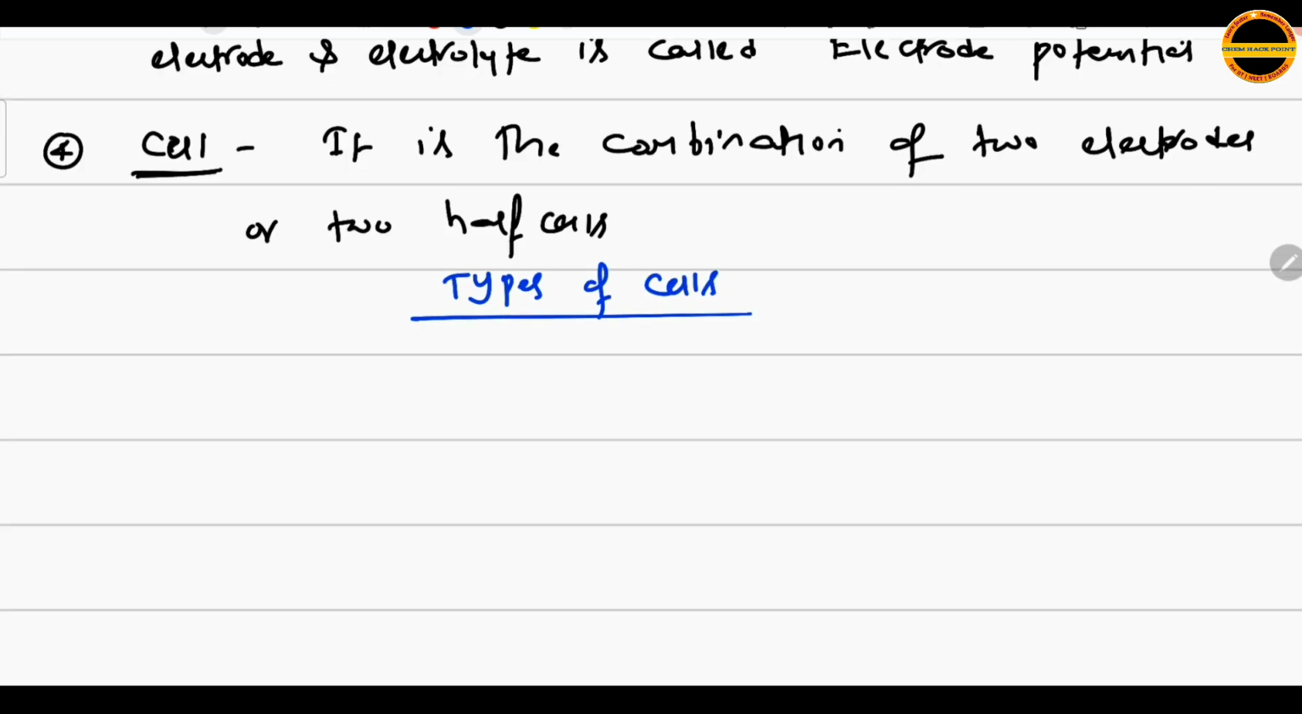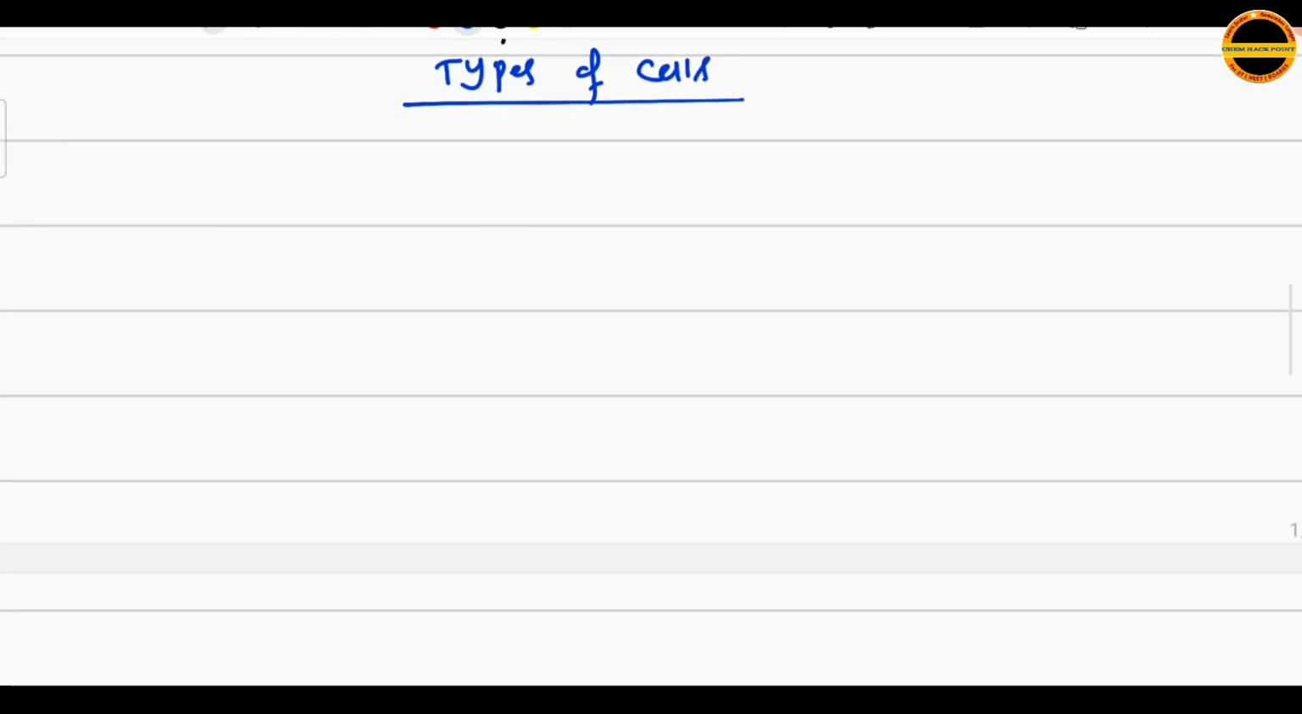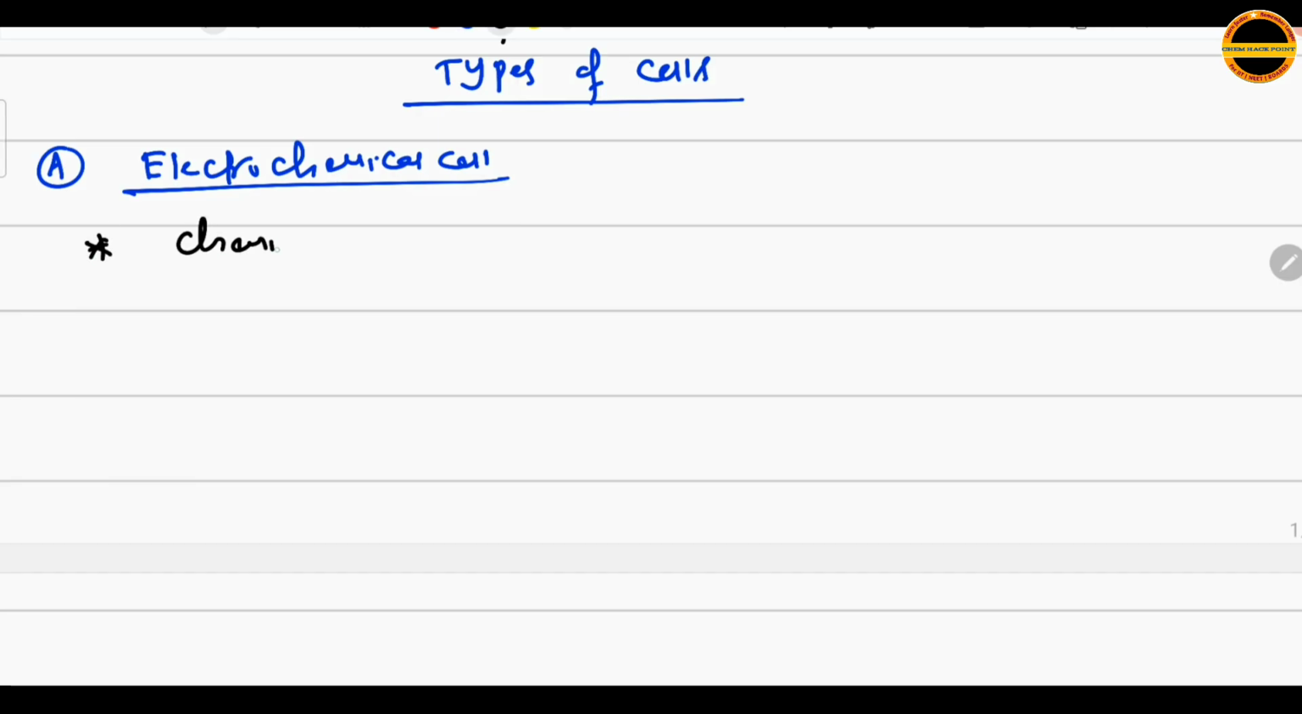Here we are going to see types of cells. Let us see one by one. First I am taking the electrochemical cell. An electrochemical cell is a cell in which chemical energy is converted into electrical energy.